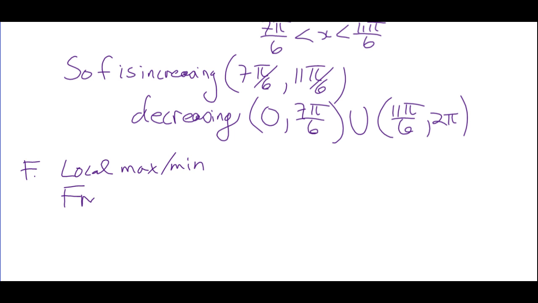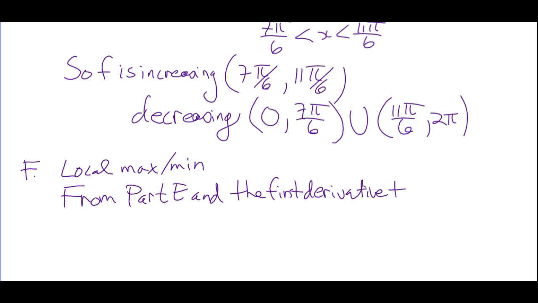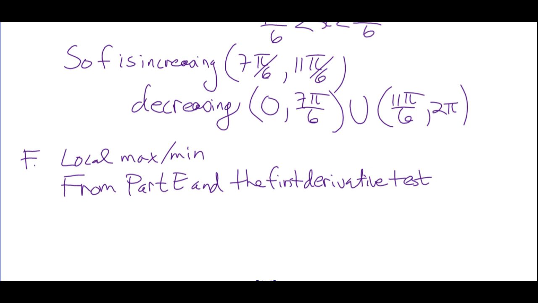So we say from part E and the first derivative test, we could use the second derivative test, but we haven't got it yet. It's always the poor cousin; you can use it to find if it's a max or a min, but you already figured it out. So we have a local minimum.